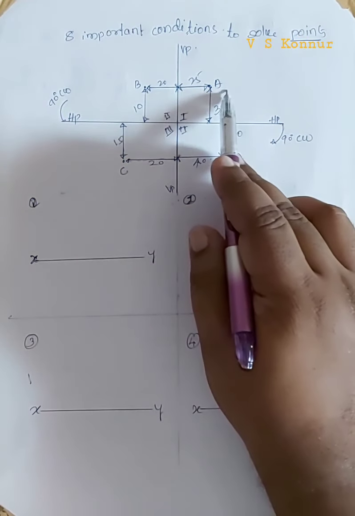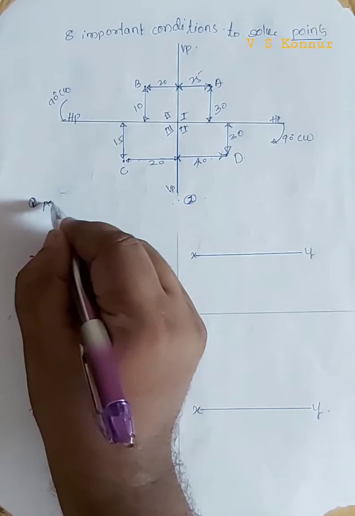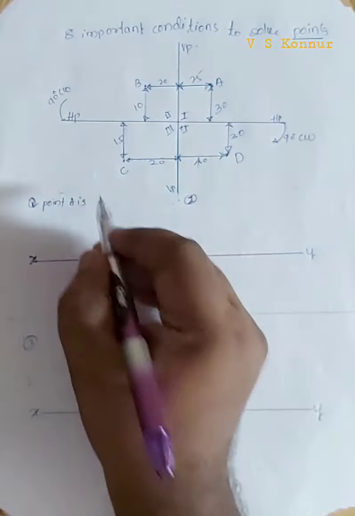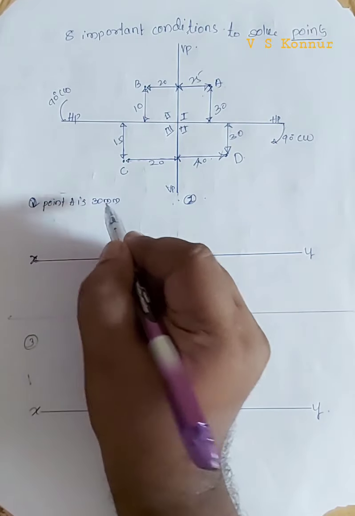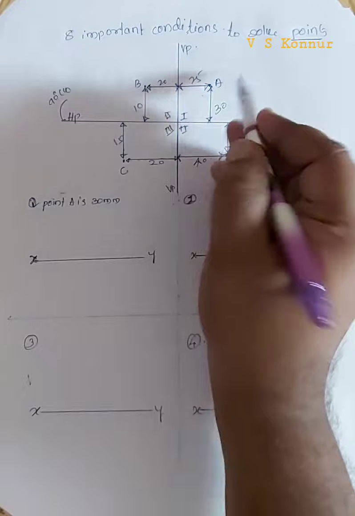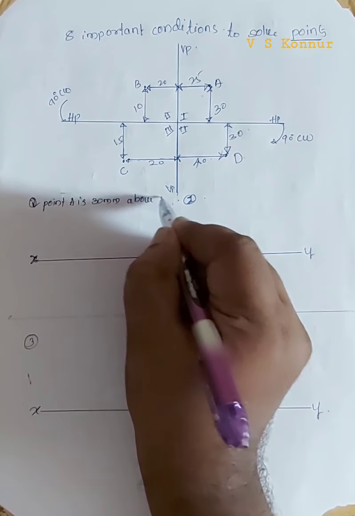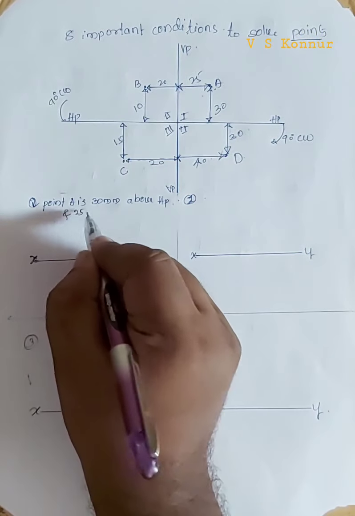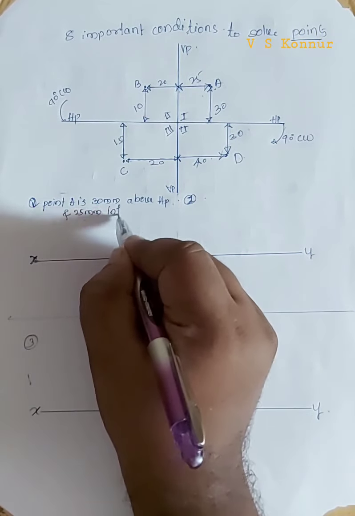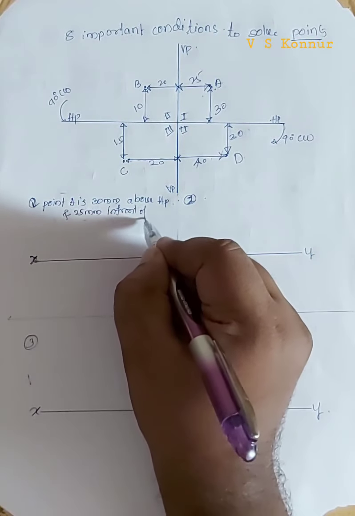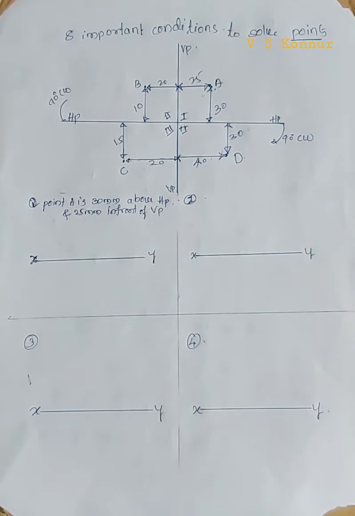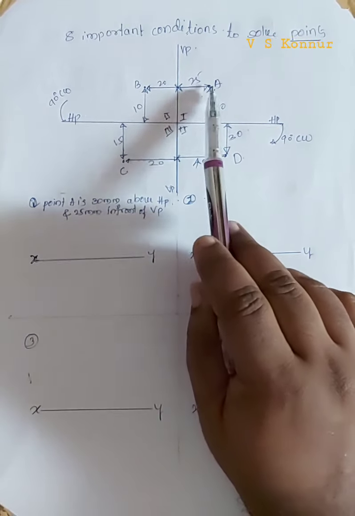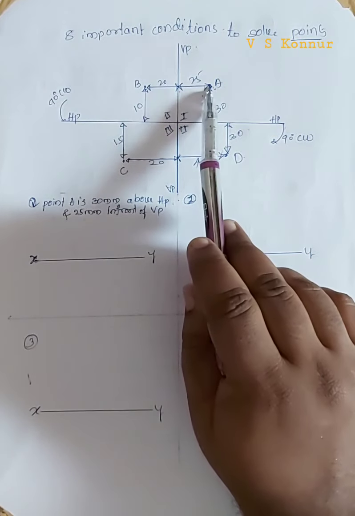The first point can be defined as point A, 30 mm above HP and 25 mm in front of VP. This is the problem: point A is 30 mm above the horizontal plane, 25 mm in front of VP.